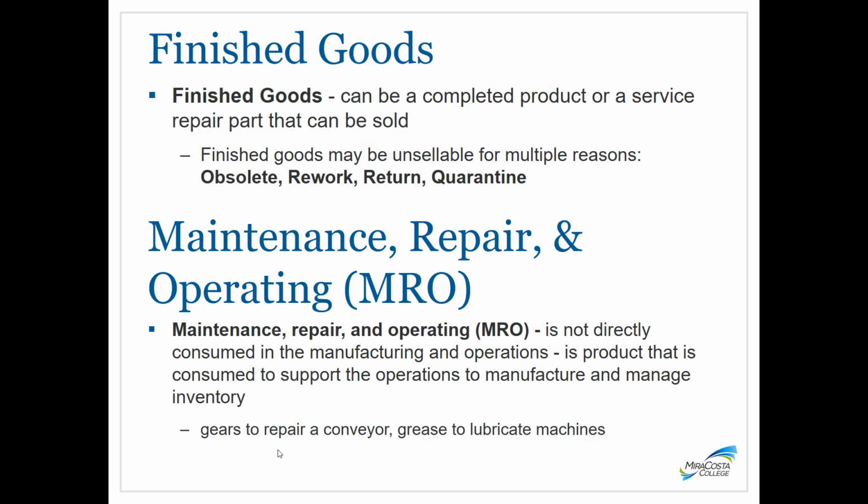Maintenance, repair, and operating, or MRO, is supplies not directly consumed in the manufacturing and operations. Rather, it's products that are consumed to support the operations to manufacture and manage inventory. Think about the tools and supplies used by workers on the manufacturing line. These are not actually part of the finished goods. This could be the safety supplies they use, like eye goggles and masks and gloves, or the hammer or screwdriver they use. Therefore, MRO is considered an indirect cost.